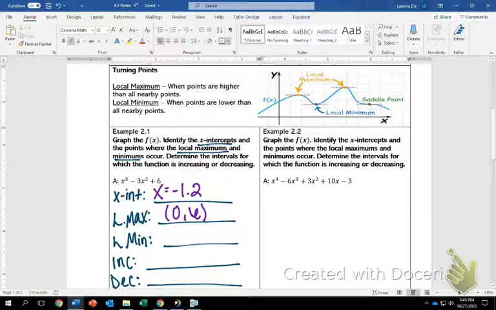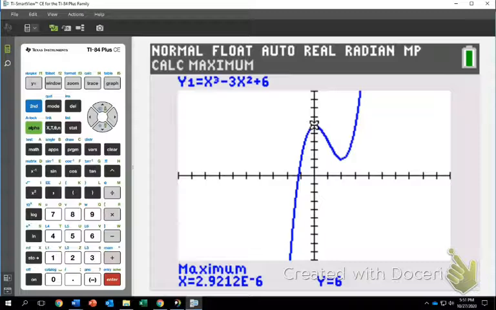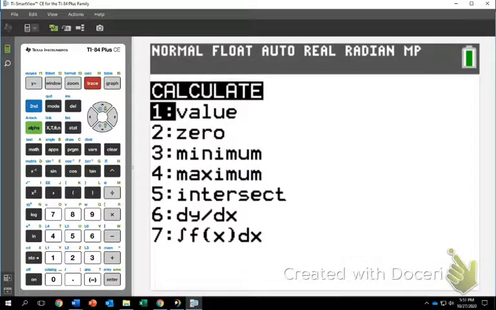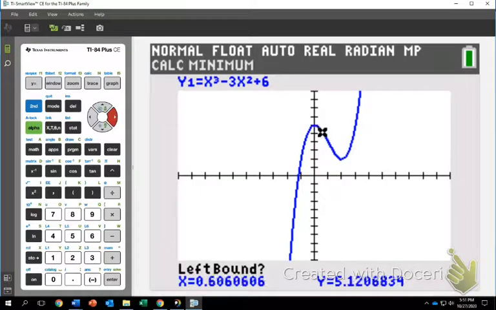All right, almost done. Got to keep going and find my minimum. So I'm going to press second, trace, and then my minimum is 3. Again, make sure that you are clicking the right one. So this is going to say 3.